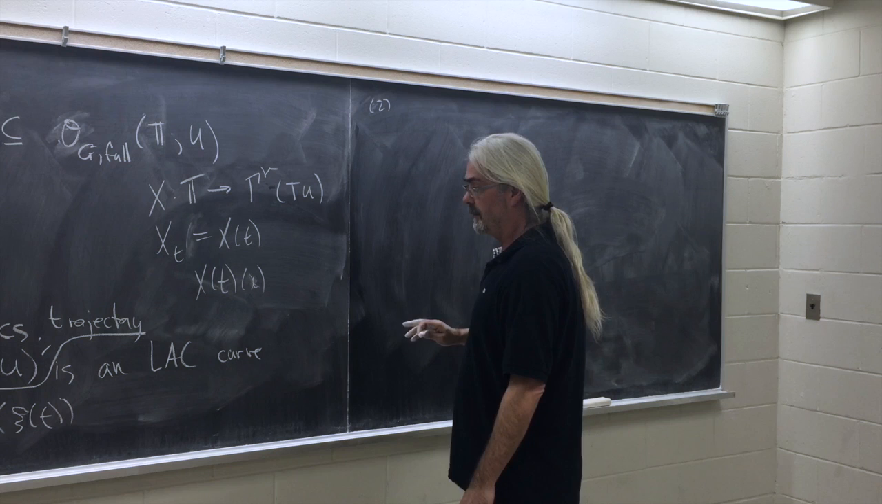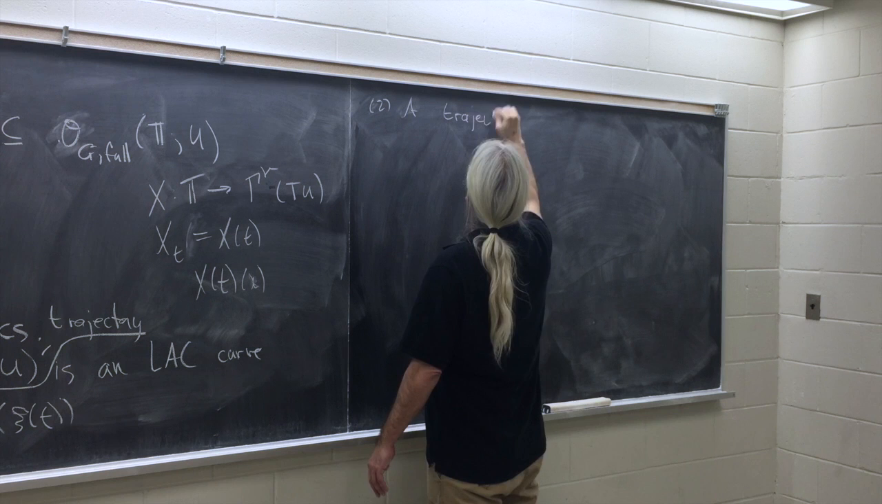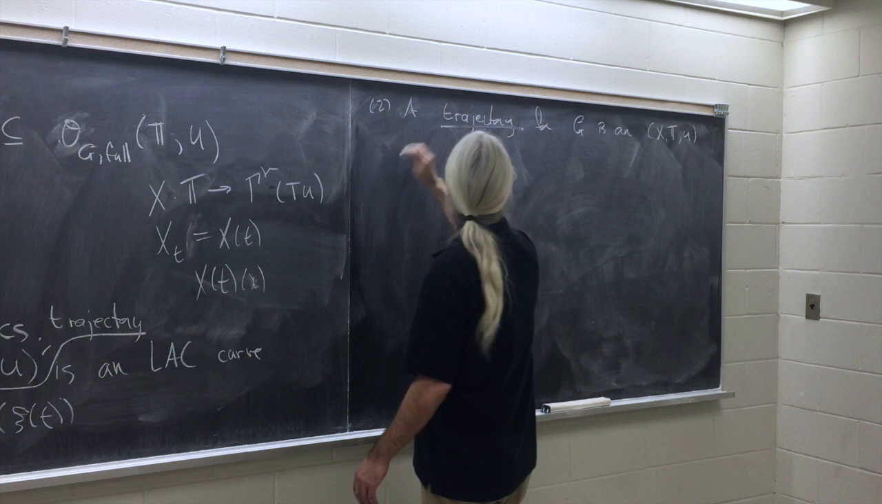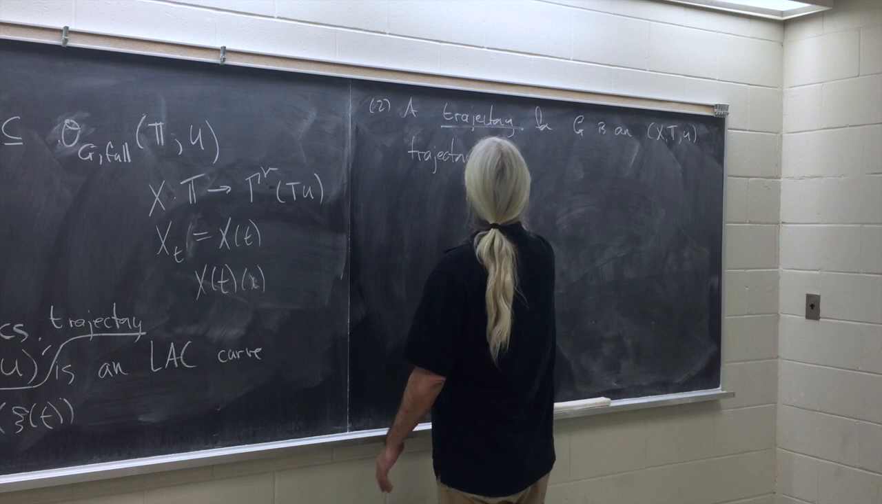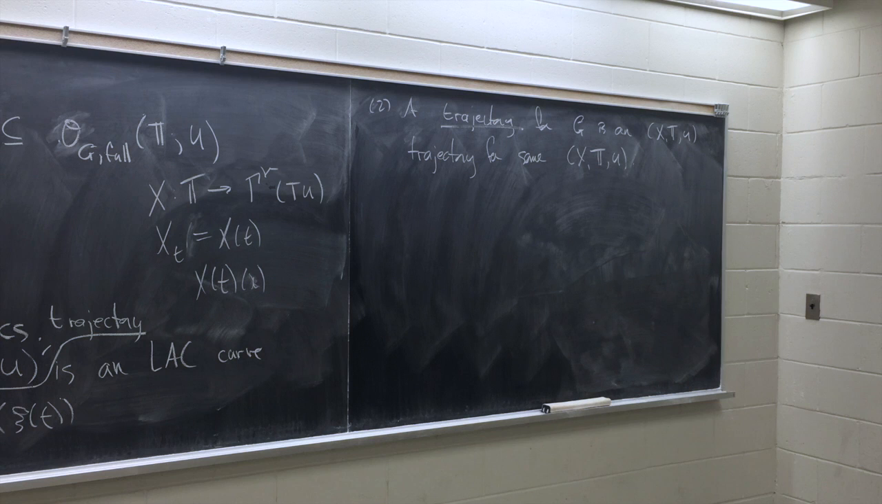So a trajectory for g is just your trajectory for some X, T, and U. Okay. All right, so that's a fairly obvious way to define trajectories.